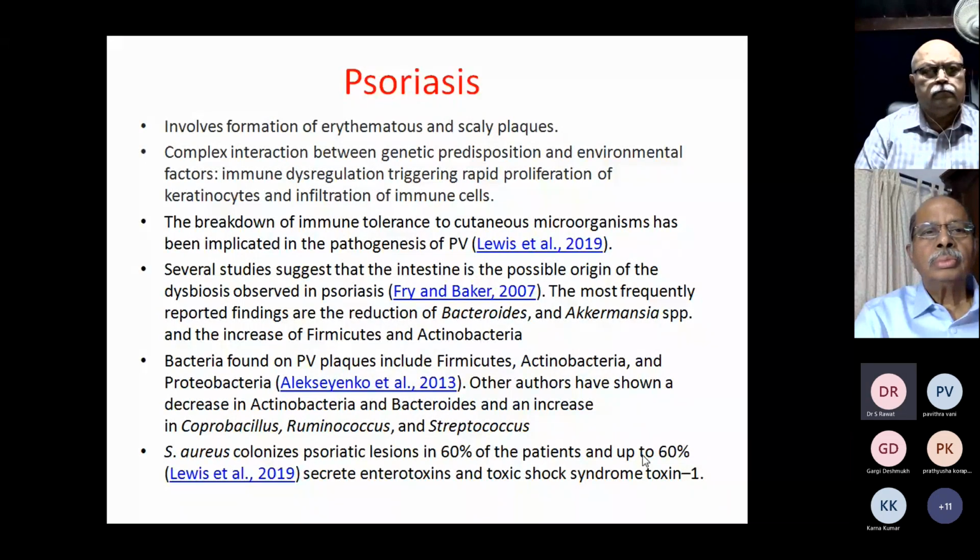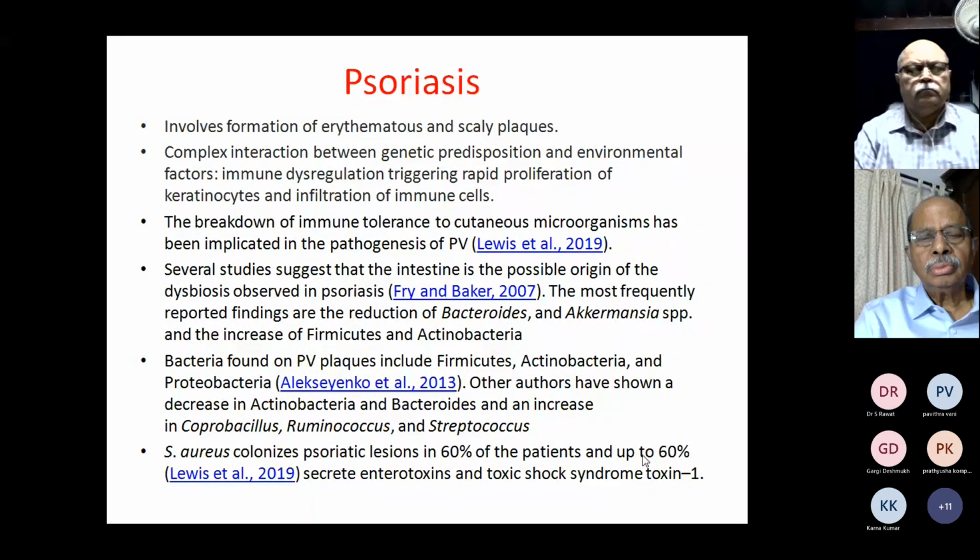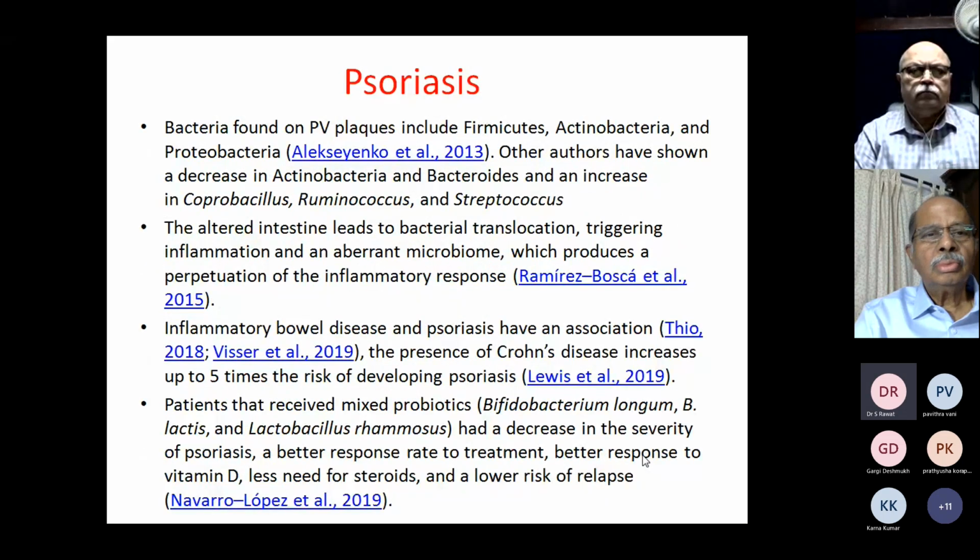Now, Staph aureus is also known to colonize the lesion in 60% of cases, and not only colonize the lesion, but they also start secreting enterotoxins and even the TSS toxin. So basically, this imbalance is also visible here. Now, some other bacteria such as Firmicutes, Actinobacteria and Proteobacteria have also been known.